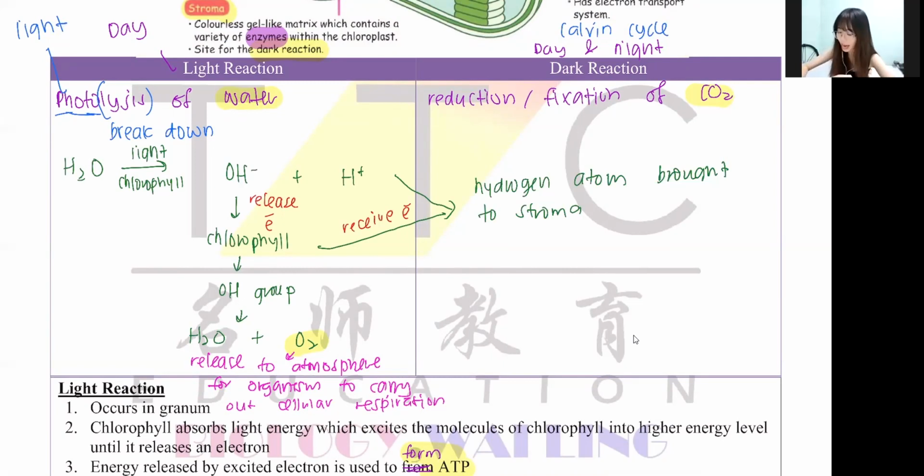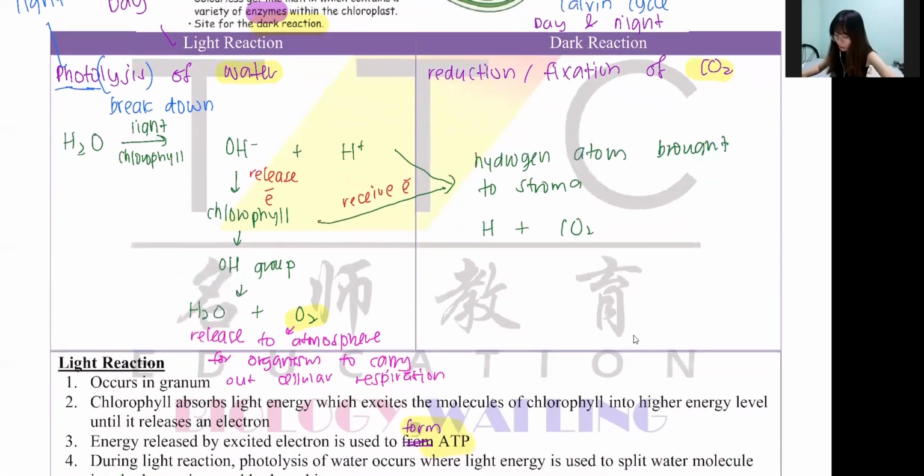It means that this hydrogen atom, which is H, right, will combine with carbon dioxide. What do they form right now? They will form into glucose. Glucose in chemical formula is C6H12O6, and then the side product is water. But as I mentioned, is water important? Not important. Glucose is the most important one.